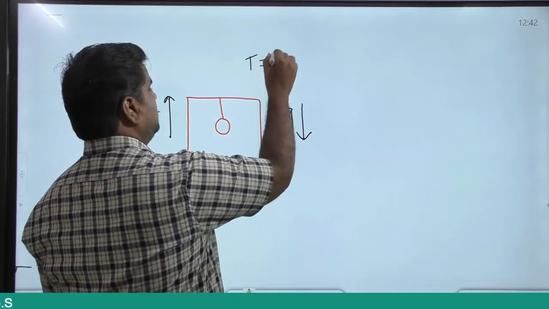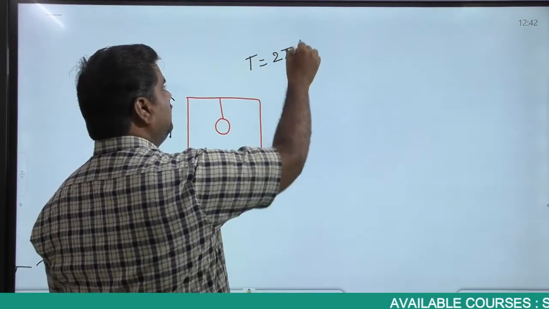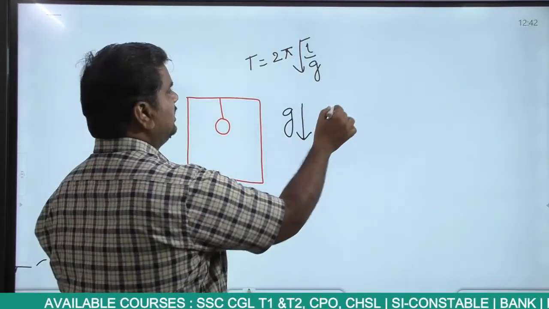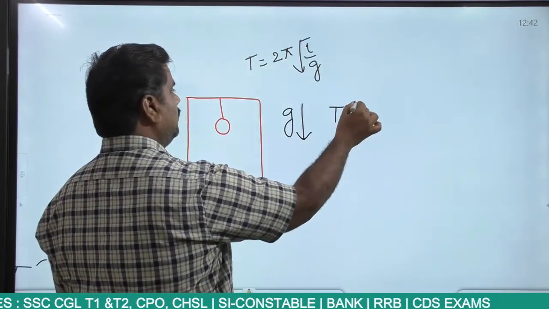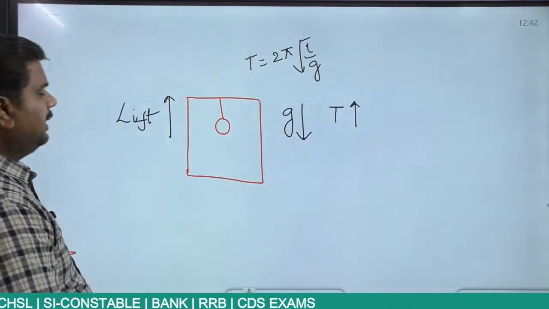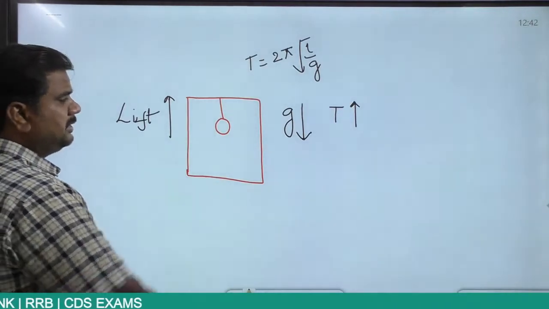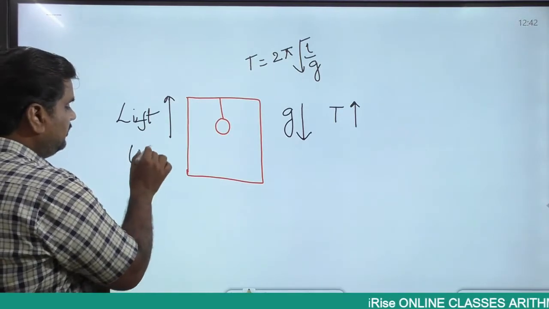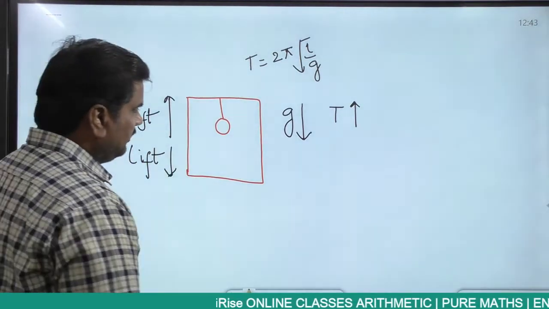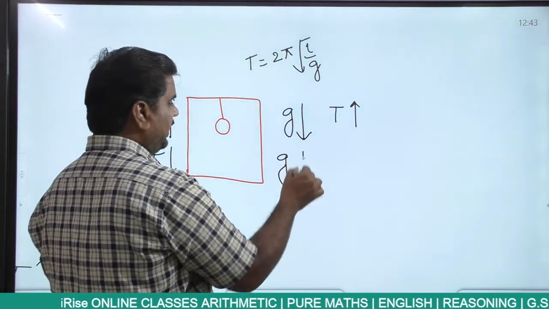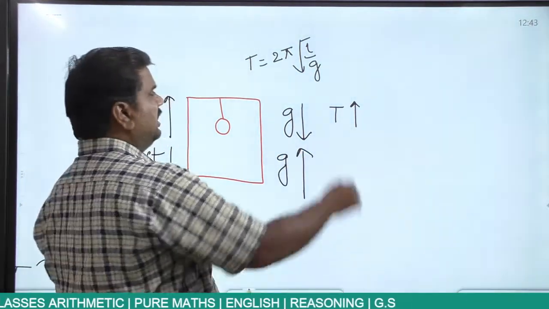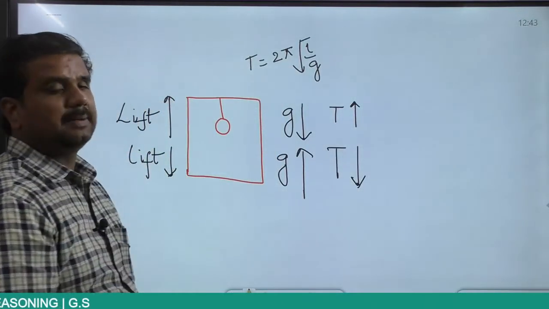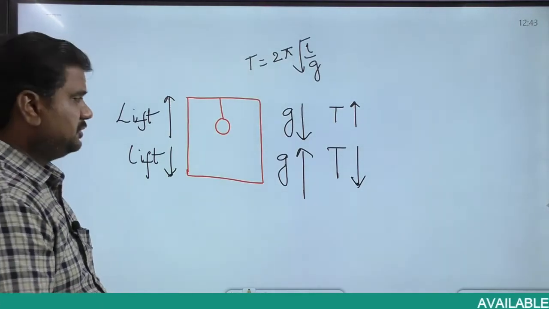Right? The basic equation is T equal to 2 pi root L by g. If the g value is decreasing, then the time period will increase. So when a simple pendulum is placed in a lift moving upwards, the time period will increase. At the same time, if the lift is moving downwards, then the value of acceleration due to gravity will increase. If the g value is increasing, then the time period value will decrease. Right? These are the cases.